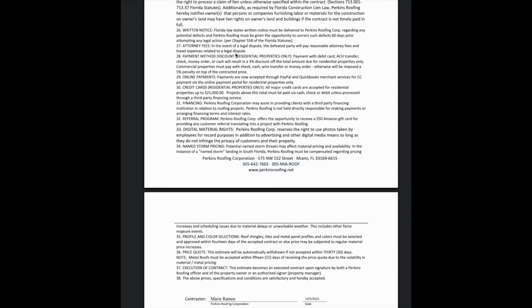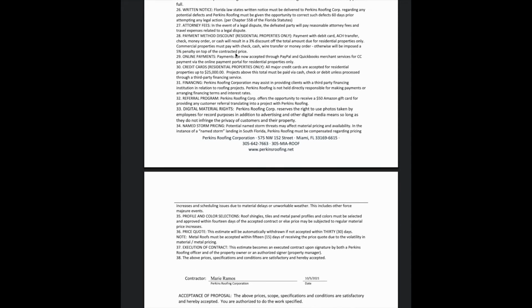Number 26, written notice. This is what I was discussing earlier. If there are any repair issues or recall issues under the warranty, you need to provide us written notice and give us 60 days to try to correct the issue before attempting any legal action or insurance claim without our permission. This is actually law. This isn't just something we made up. It's per Chapter 558 of the Florida Statutes. So you have to provide us this written notice. Number 27, sorry for the dings.